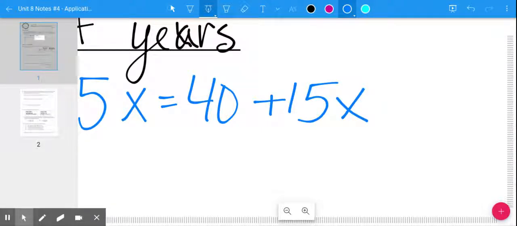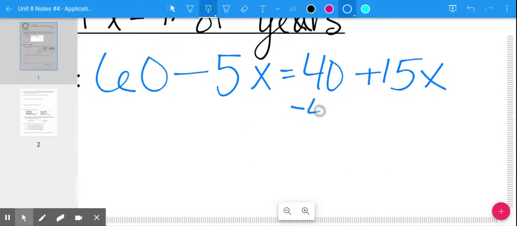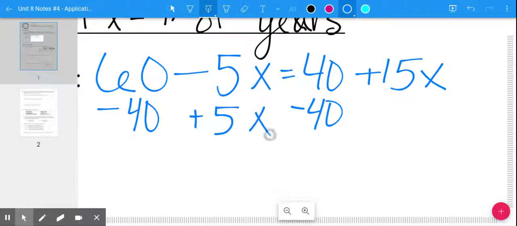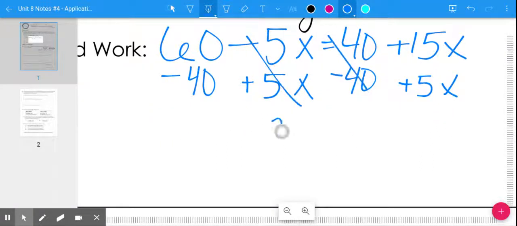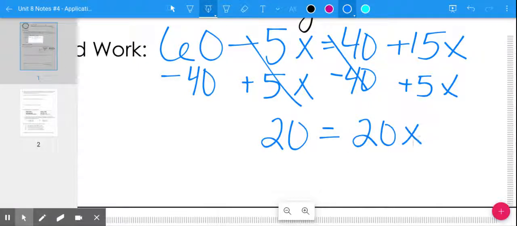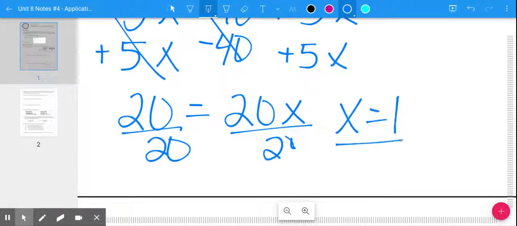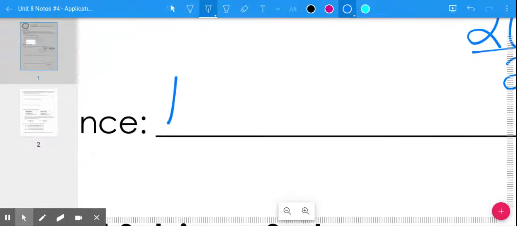Okay, so from there, we're just going to solve for x. We're going to subtract the 40 from both sides. I'm also going to add the 5x over. So those will cancel out, and I'll have 20 is equal to 15 plus 5 gives me 20x. I'm going to divide out the 20. And I'll get x is equal to 1. But that's not my final answer, because from there, I have to then explain my answer. So I need to say it'll take 1 year for the classes to be equal.